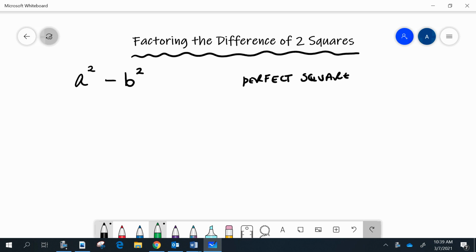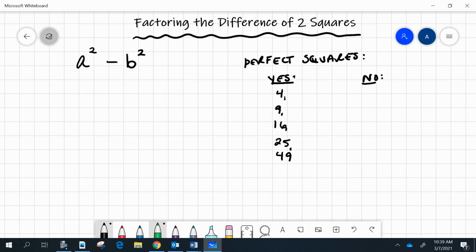So let's kind of talk about this first. Yes, these things are perfect squares, as opposed to these things, which are not perfect squares. So, for example, numbers that are perfect squares would be like 4, 9, 16, I'm sure you recognize all of these, 25, 49, right? Because all of these numbers are the same number times itself twice.